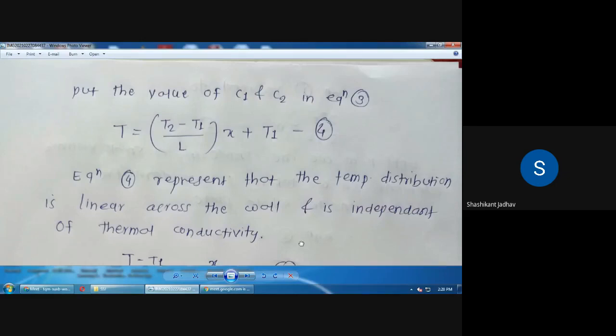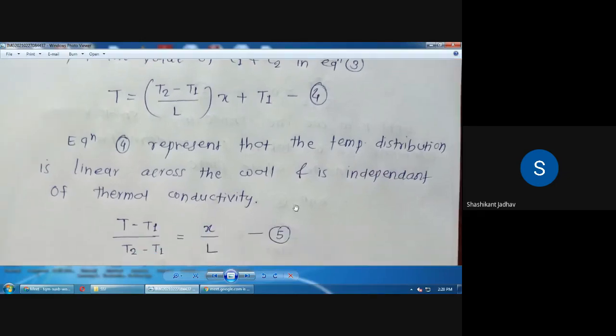Again, how to rewrite this equation? Equation 4 आपण कसं लिहू शकतोय, हा T1 लेफ्ट हँड साइडला घ्या, T मायनस T1 होईल, हा T2 मायनस T1 हा लेफ्ट हँड साइडला आल्यानंतर कुठे जाणार आहे, डिनॉमिनेटरला. सो T मायनस T1 डिवाइडेड बाय T2 मायनस T1 इज इक्वल टू x बाय L. (T minus T1) divided by (T2 minus T1) is equal to x by L. That is equation number 5. Write down equation number 5.